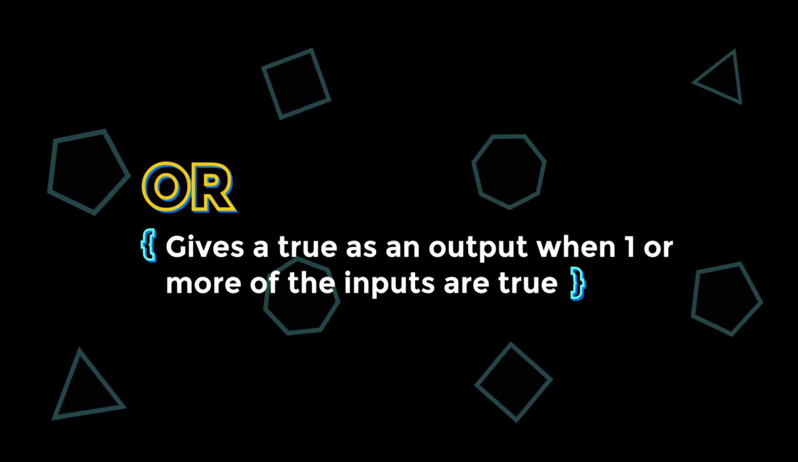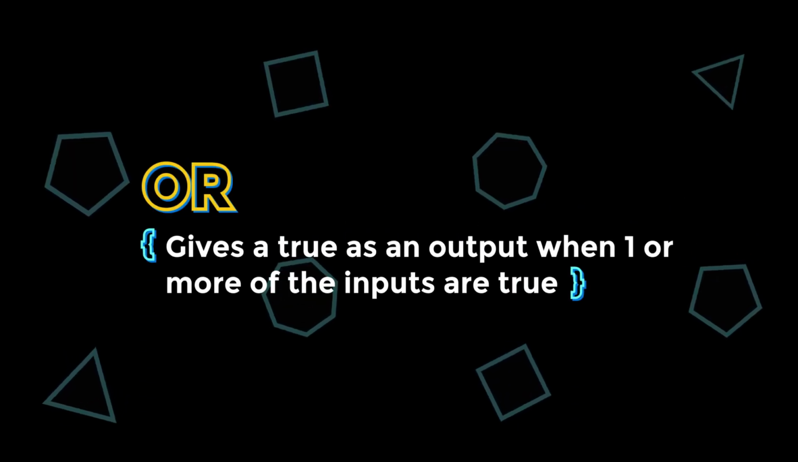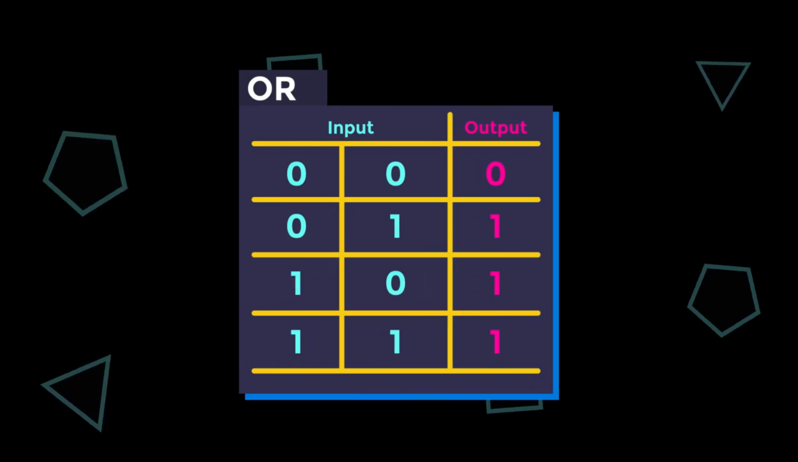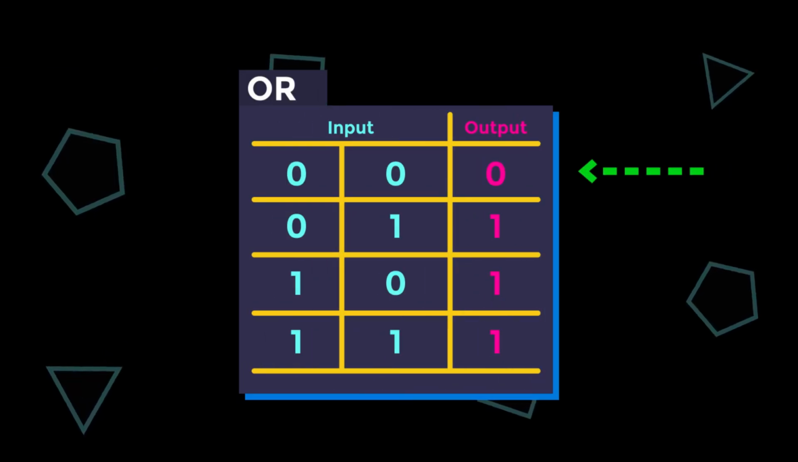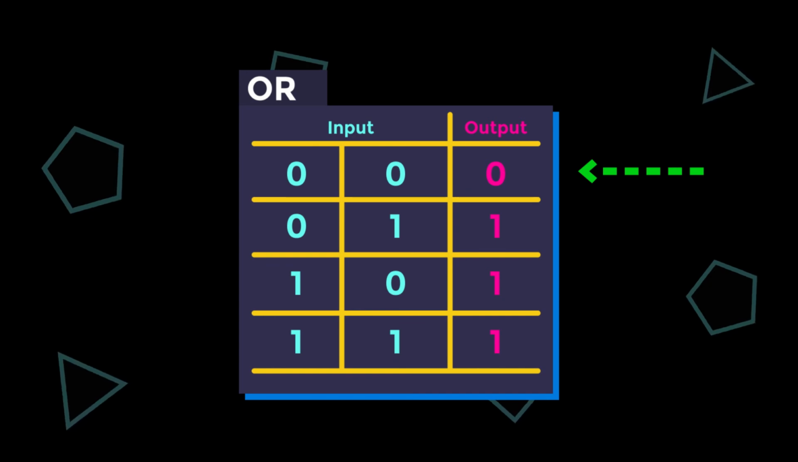Alright, now let's move on to the next logical operator, which is an OR. The OR gives a true as an output where either one or more inputs are true. So let's take a look at this table. As you can see, the only output which is a 0 is when both inputs are 0. So that was pretty simple.